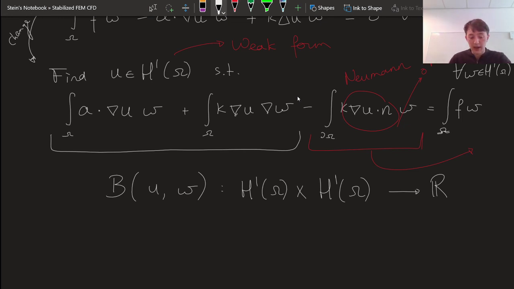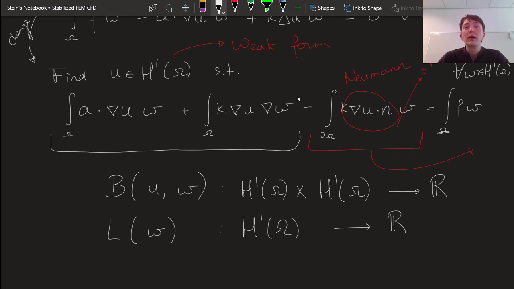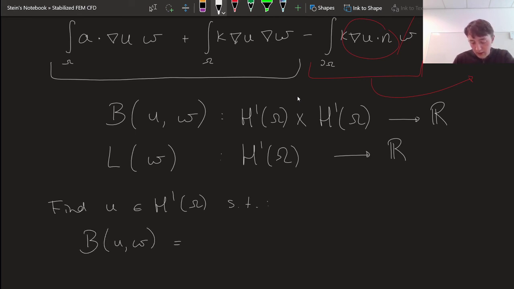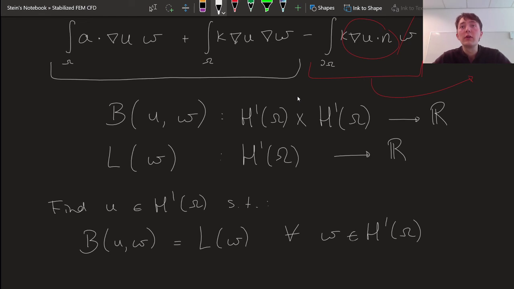In the same way, the right-hand side is only going to be dependent on w, right? So we have f times w. So this is a linear form, in the sense that it's a mapping from H1, our space for w, and it will also produce a real value. So now again, the general way that we would write our weak formulation is by saying that we're looking for our solution u, which is a function that lies in the H1 Sobolev space, such that the bilinear form b of u and w is going to be equal to the linear form on w, for all choices of test function w in H1. And this is the statement that we'll use as our point of departure for analysis.